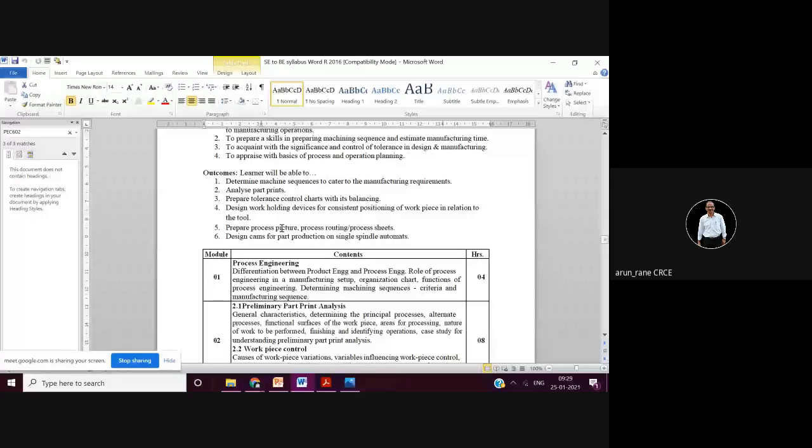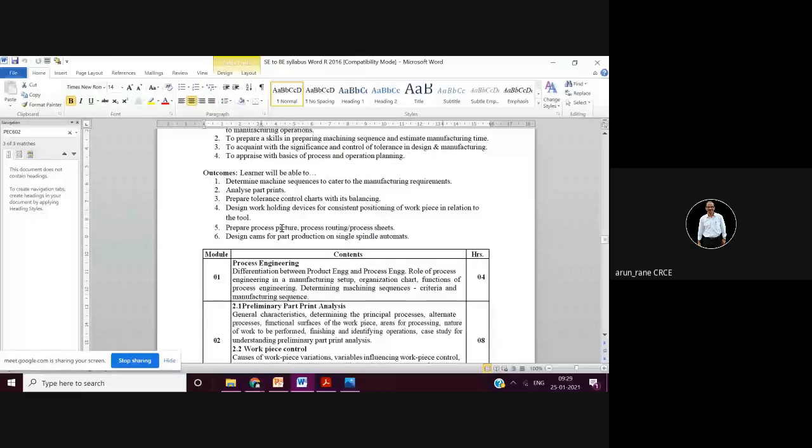Then you have to prepare the process picture. Process picture means it gives an idea. It's kind of an SOP. It gives an idea to the operator of how the component is located, how it is held, how it is clamped. So it's a pictorial view: what kind of machining, which areas to be machined. That is what is called the process picture.